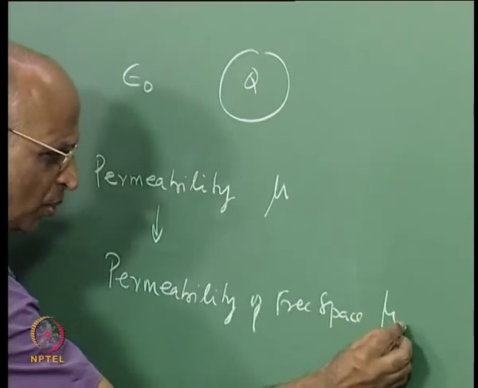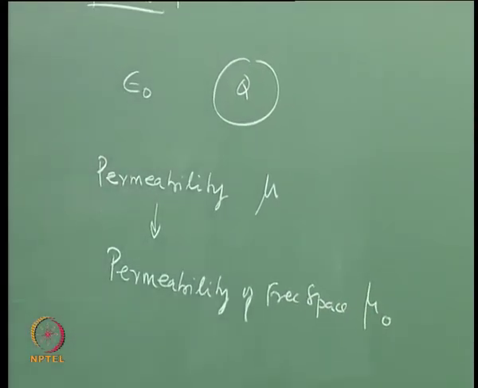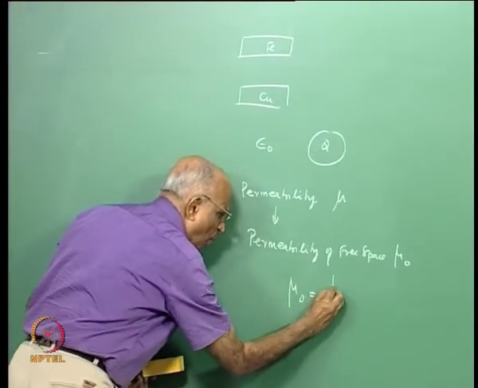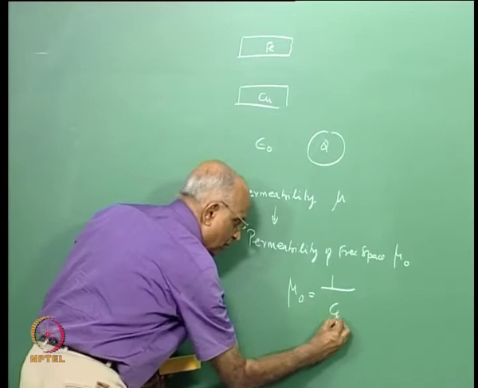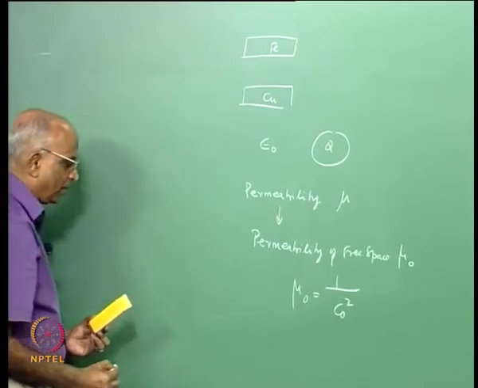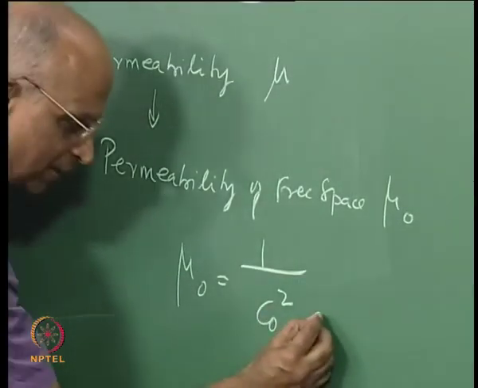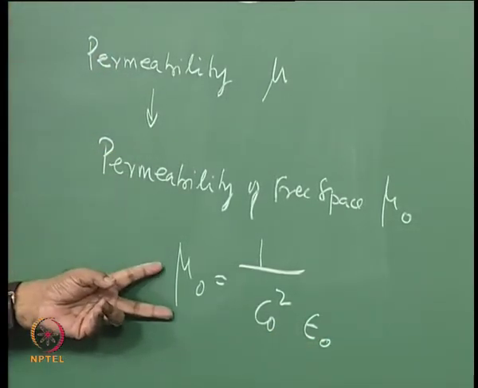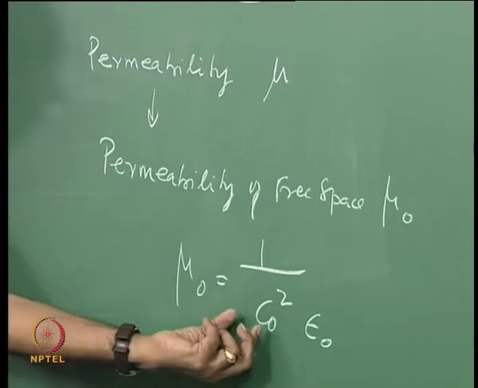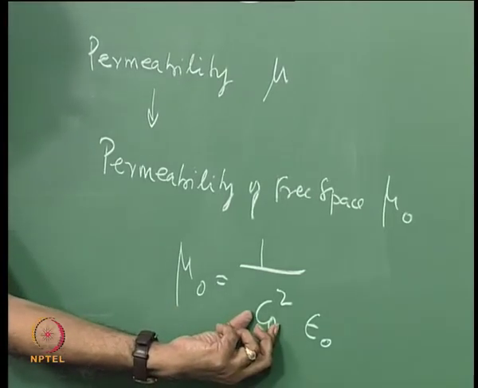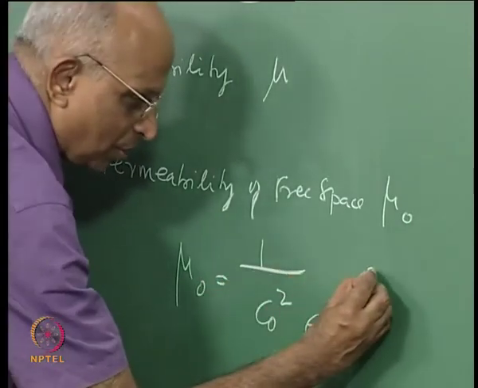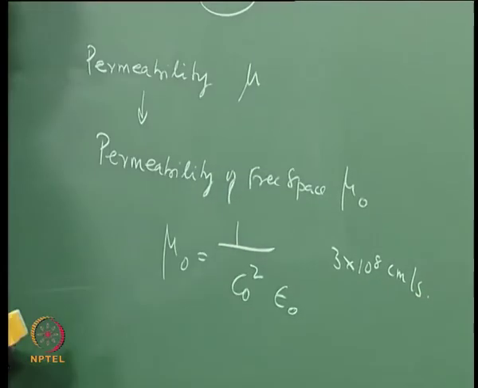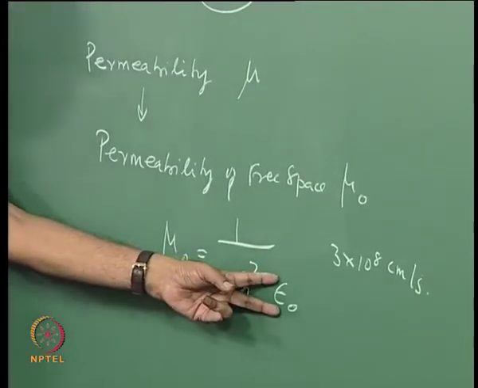is denoted by mu naught, and using basic quantum physics it can be shown that mu 0 is equal to 1 over velocity of light in vacuum c naught square into something like the permittivity of free space, because electrical and magnetic fields are related in some way. It comes through the relation, the velocity of light in vacuum, which is equal to 3 into 10 to the power 8 meters per second, and we have already calculated the value of permittivity of free space.